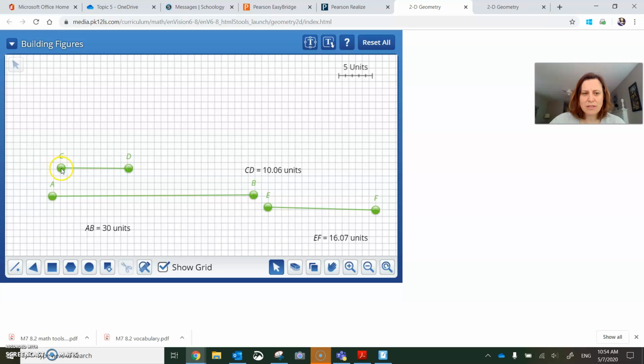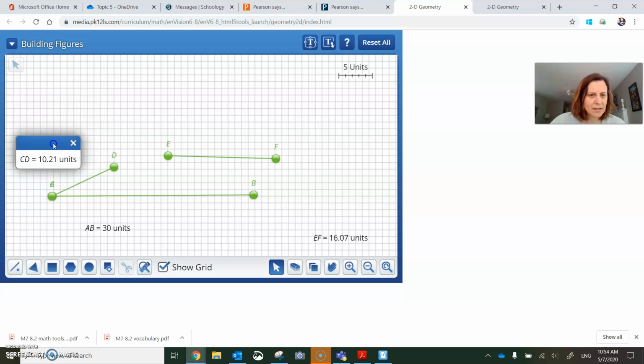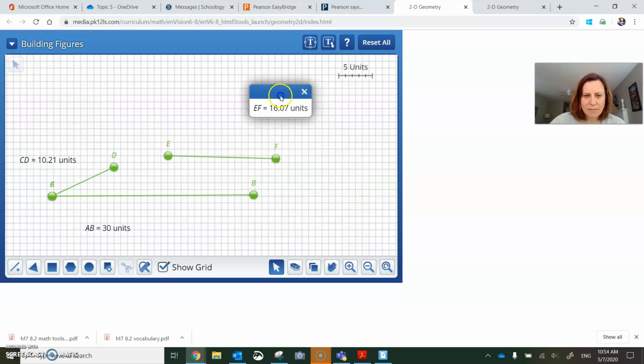I'm going to put C, now remember this is the one that's 10 units long, on top of A, and I'm going to move D so that it goes back to being 10 units long. And then this one was supposed to be 16, so I'm going to move it. I'm going to put F on top of B, and I'm going to try to keep this one 16.